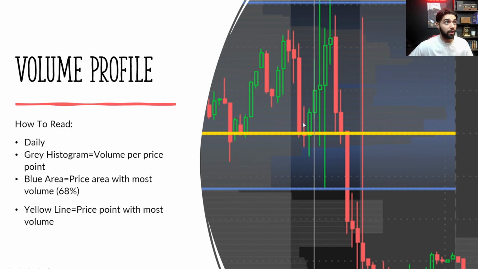So the gray histogram is volume per price point, and the blue area is 68% of the most volume that's been traded during that day. So the blue area will highlight for you where 68% of the volume is at during that day, session, or whatever time period you're trading. The yellow line, my favorite little line here, is called the point of control. This is the exact price point of the day where there was the most amount of transactions, where most people are participating and the heaviest level of orders is coming to the market. Again, we want to play with the big money, so knowing where that is is super important.